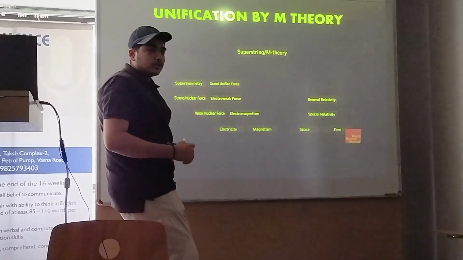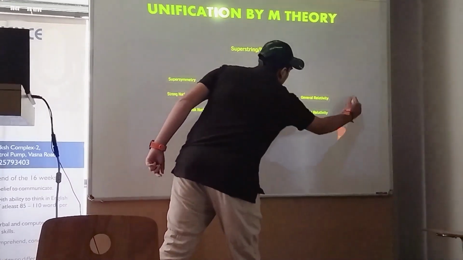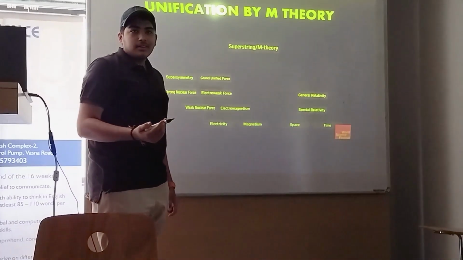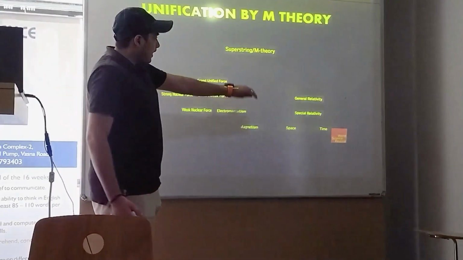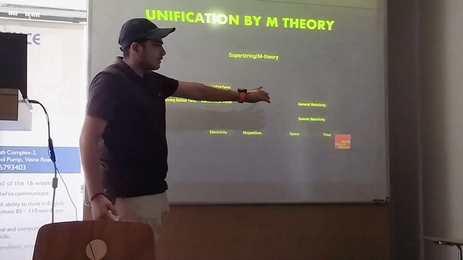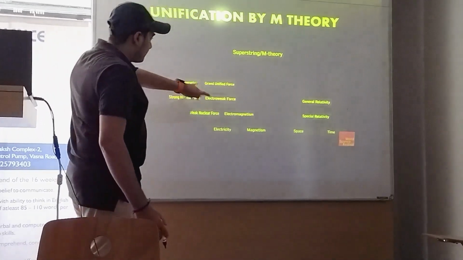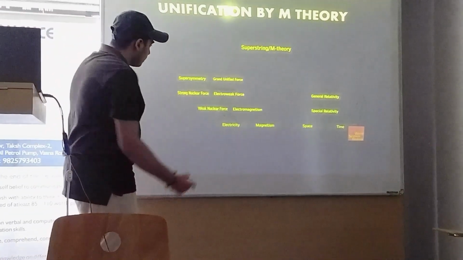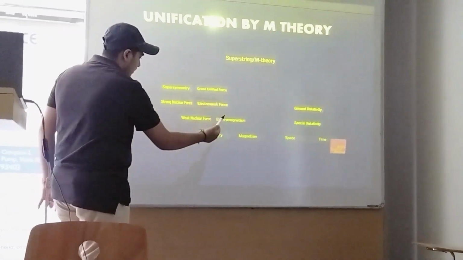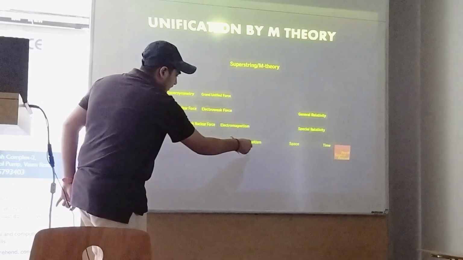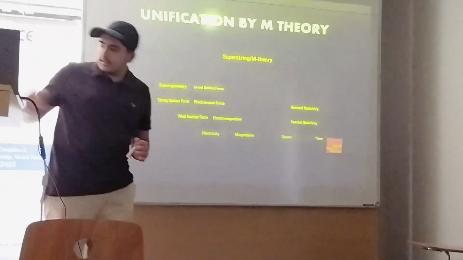If you observe closely, this whole thing was done by Einstein himself, and so we can see the prominence of Einstein in physics. In explaining superstring theory, half of the things are by Einstein. But when you go to the other half, first is supersymmetry, second is the grand unified force. Let us start from the end. Let us start from electricity and magnetism.